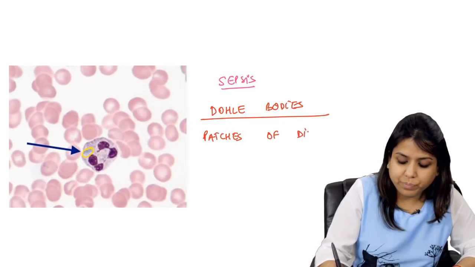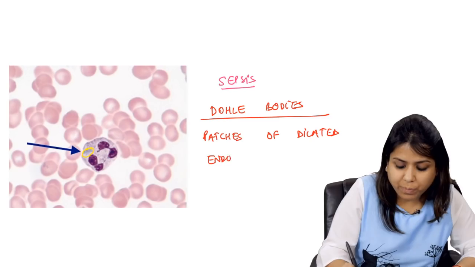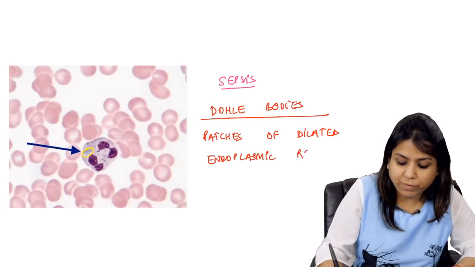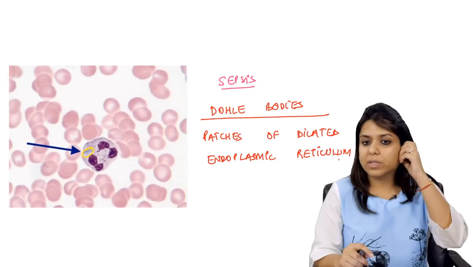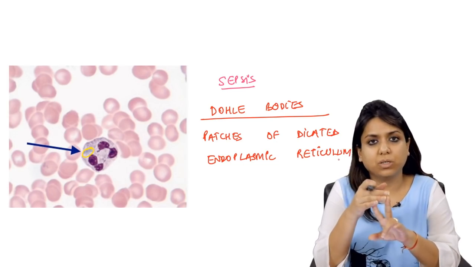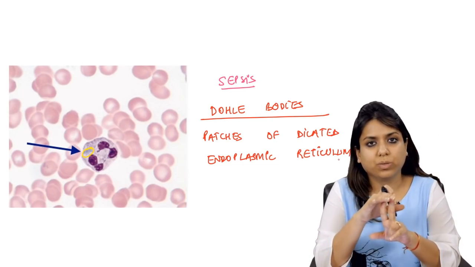They are patches of dilated endoplasmic reticulum, right? So they are called as Döhle bodies seen in sepsis. So in a sepsis patient, the peripheral smear will show two things: toxic granules and Döhle bodies.